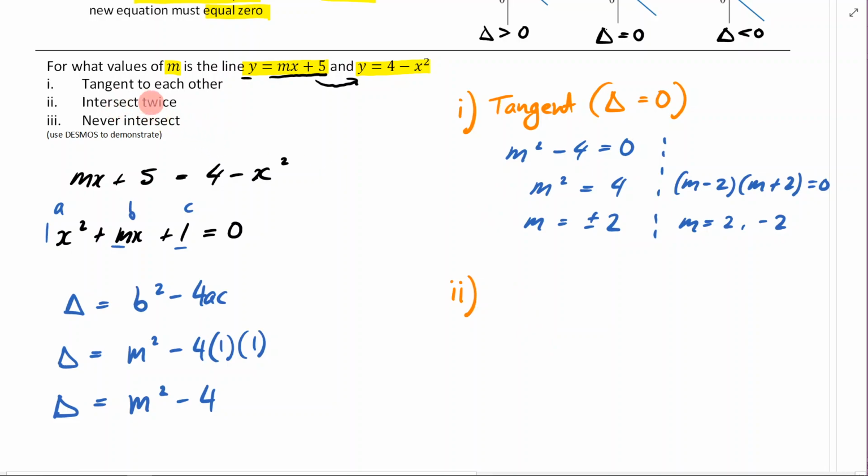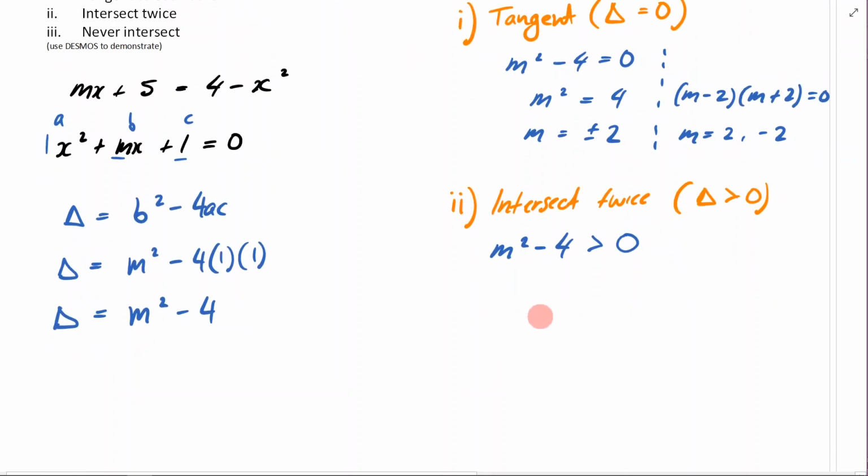We want to figure out when it intersects twice. That means my discriminant is greater than 0. So I take my discriminant, m squared minus 4, it's greater than 0. And now, remember, when you're in this situation and you're trying to solve a quadratic inequality, what must you do?